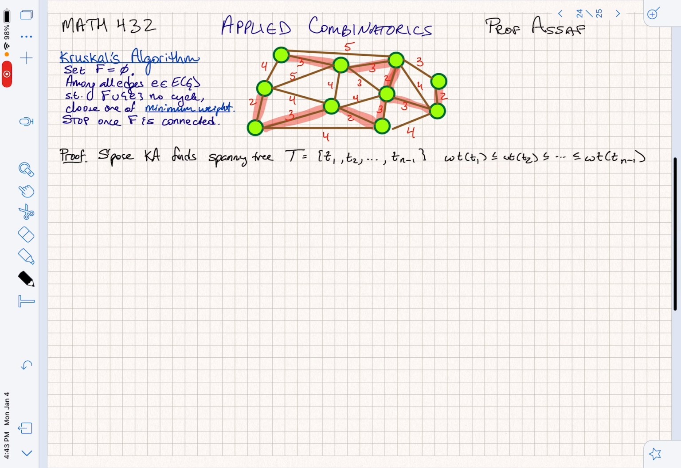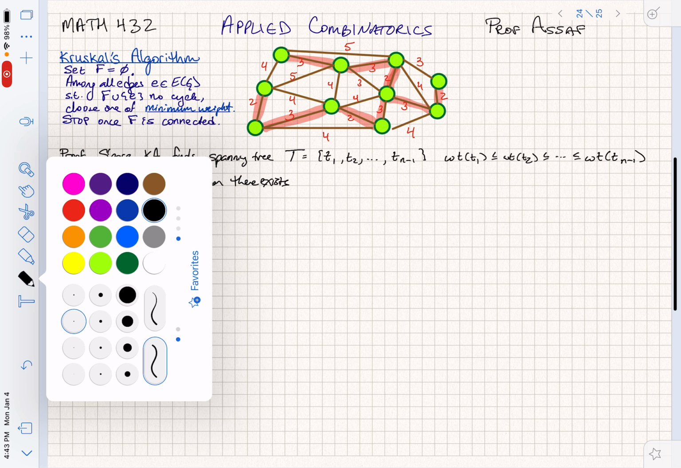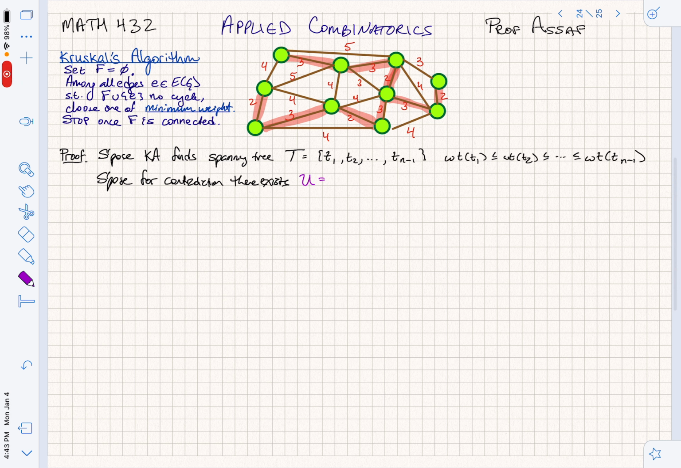Okay, now we're going to try for contradiction. So suppose for contradiction that there exists another spanning tree. We'll say U, and we'll give it edges U1, U2, all the way up to U_{n-1}. And we want to order those in the same way. So weight of U1 less than or equal to weight of U2. Now, some of the U's might be the same as the T's. I'm not saying they're not. I'm just saying that we've got this situation, and this is a spanning tree.